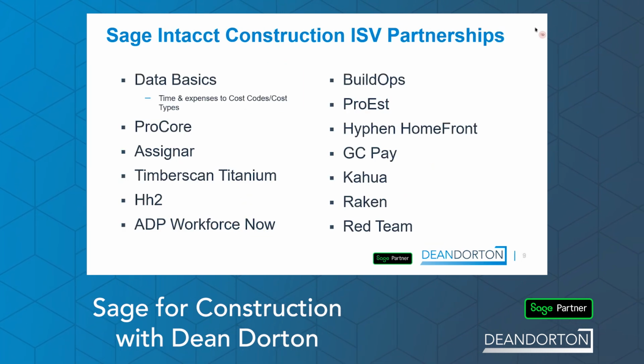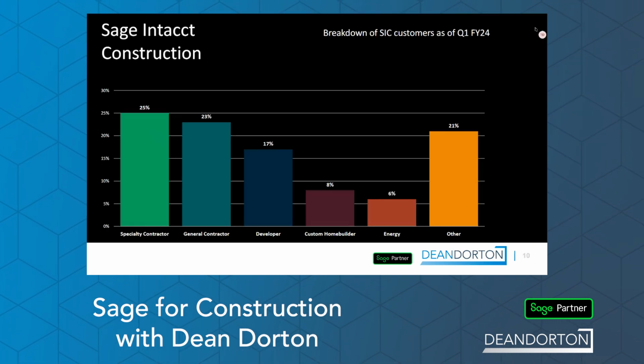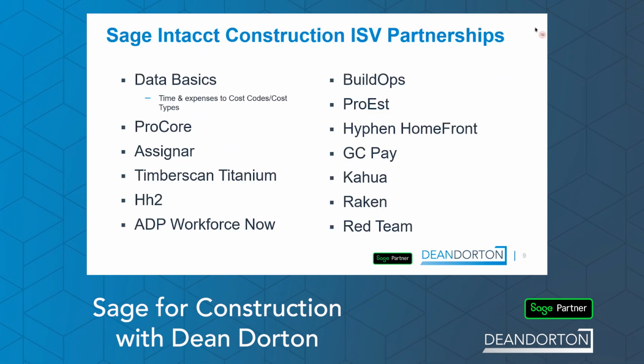There we go. In addition to our core solutions, we actually also have a large number of ISV solutions that integrate fully into Sage Intacct. These are fully supported, have pre-built integration. So everything from Procore, Assignar, ADP, as you'll hear from Scott, many solutions for the construction industry. This is just a sample of those solutions that do have those pre-built connectors into our financial management tool, which is Sage Intacct.